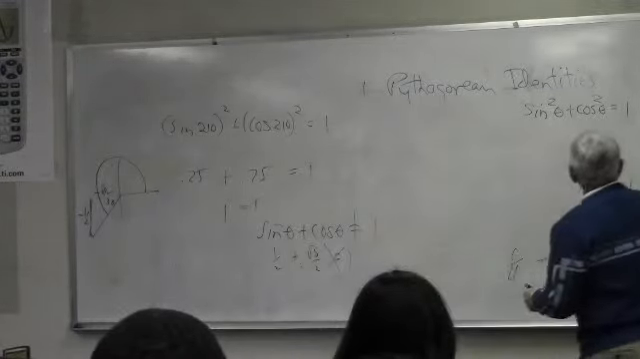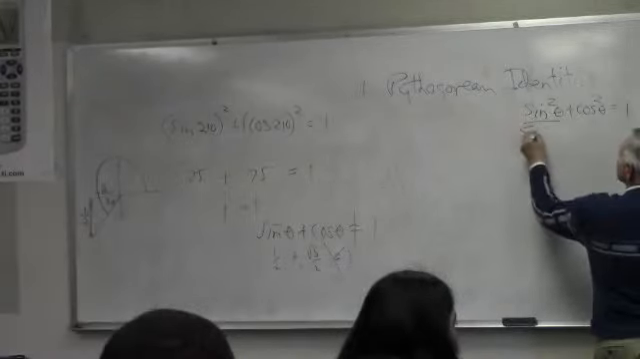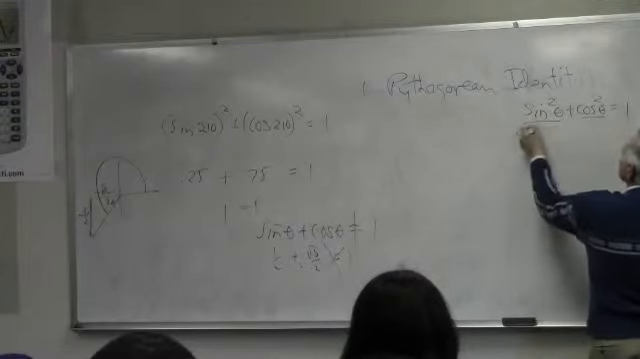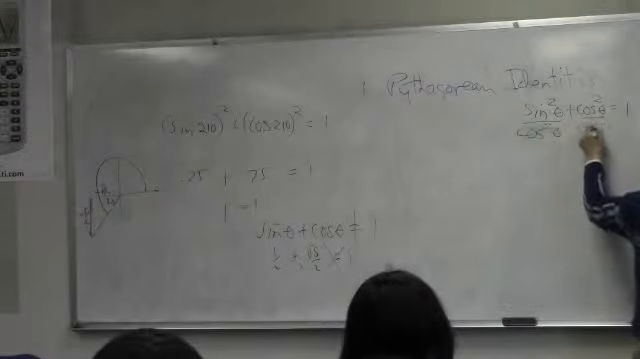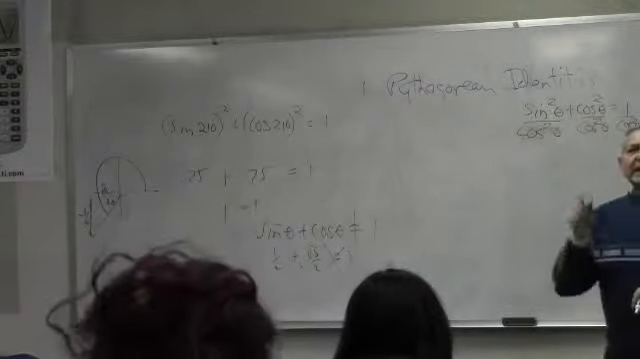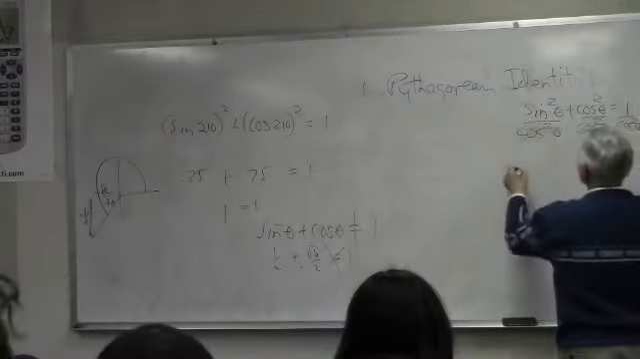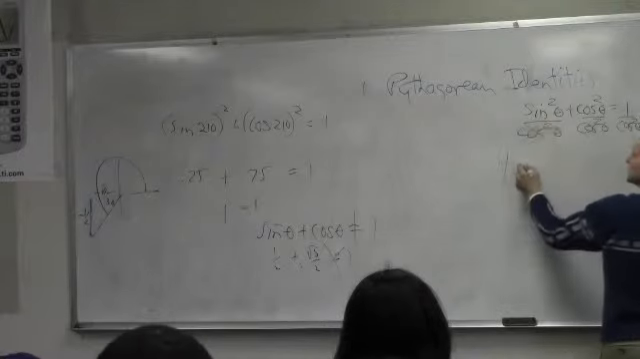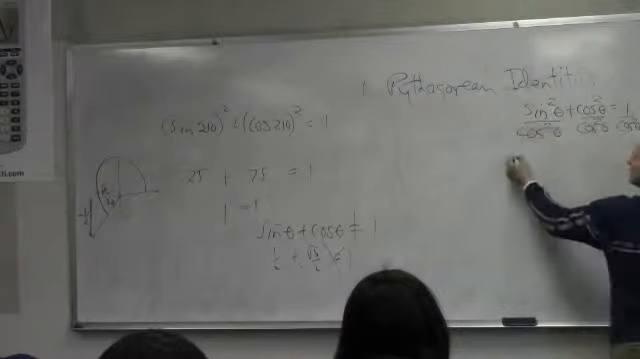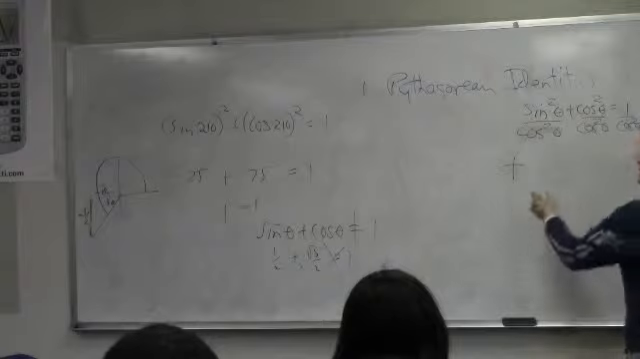This is my basic Pythagorean theorem, right? I'm going to divide this by cosine squared theta, and this by cosine squared theta, and this by cosine squared theta. I divided every single term by cosine squared, so I did nothing illegal, right? What's sine squared over cosine squared? It's the tangent. Tangent squared.